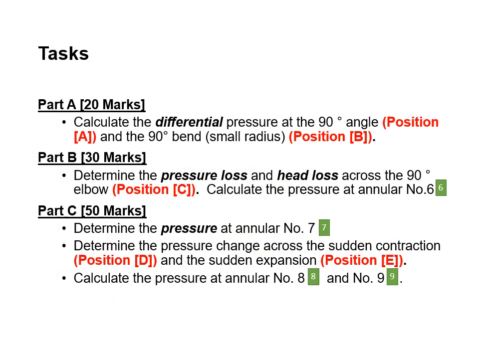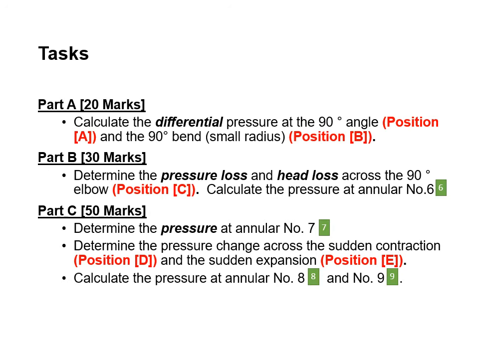So there are 3 parts to this coursework. The first part is I need you to calculate the differential pressure at the 90-degree angle and the 90-degree bend. So that's position A and B. And note that I'm asking you to calculate the differential pressure, not the actual pressure, but the difference in pressure at these points across the manometers.